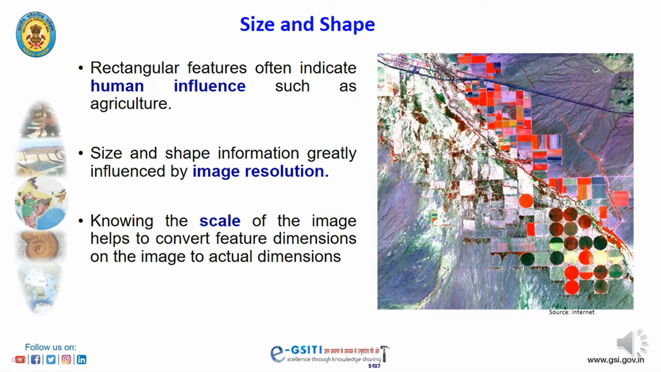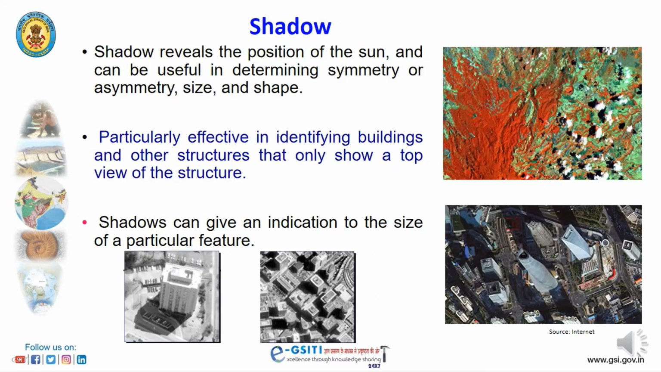actual dimensions. Shadow. Shadow reveals the position of the sun and can be useful in determining symmetry or asymmetry, size and shape, particularly effective in identifying buildings and other structures that only show a top view of the structure. Shadow can give an indication of the size of a particular feature. Sometimes this shadow will mislead our interpretation.